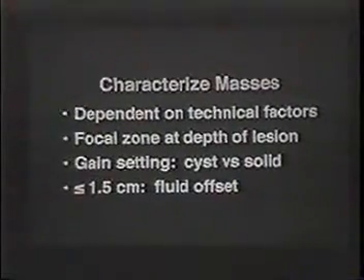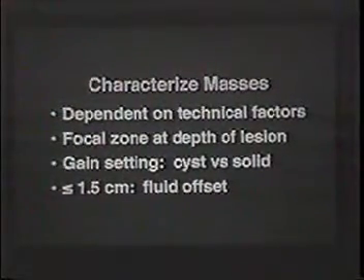The primary use of breast sonography is to characterize masses, and this characterization will depend on technical factors, so experience is required. It is very important that the focal zone be at the depth of the lesion, and gain and power settings can affect the diagnosis of cyst versus solid lesions. Within the first 1.5 centimeters of the skin in the subcutaneous tissue, a fluid offset is often required if the transducer doesn't have an adequate fluid offset already, and that's readily identified when you begin to use the unit.